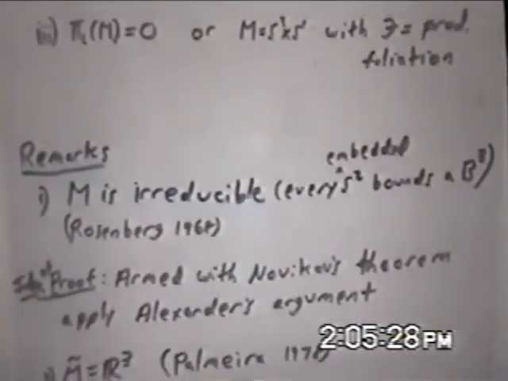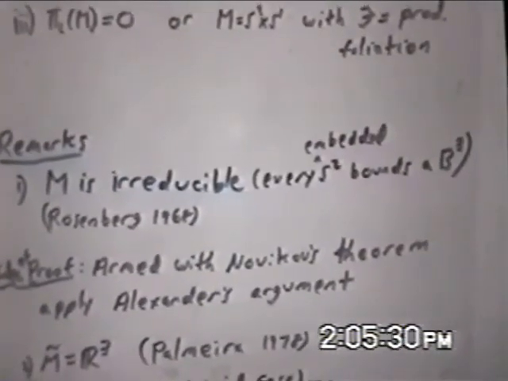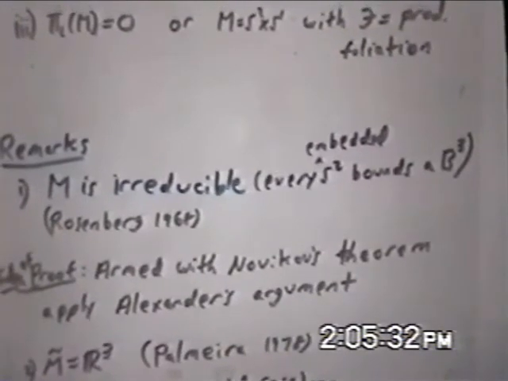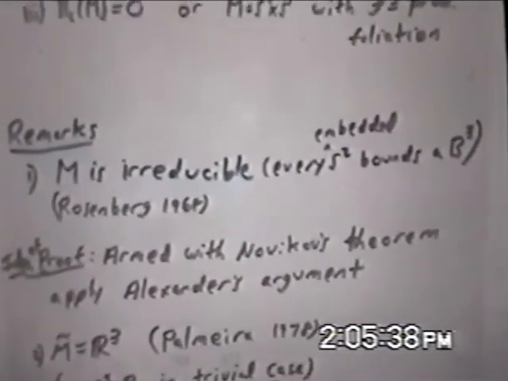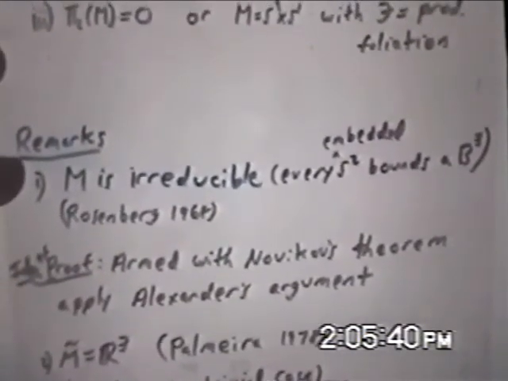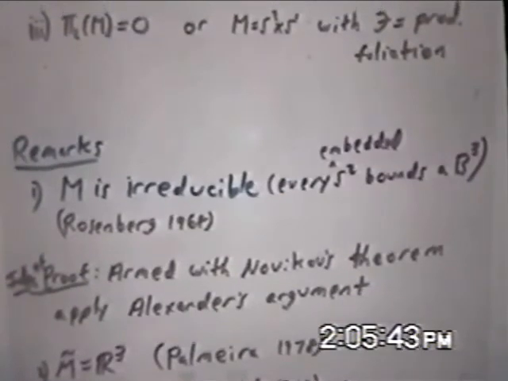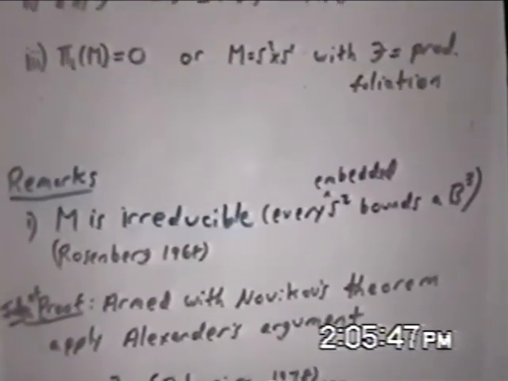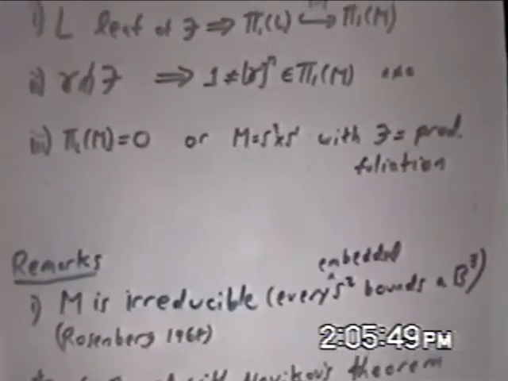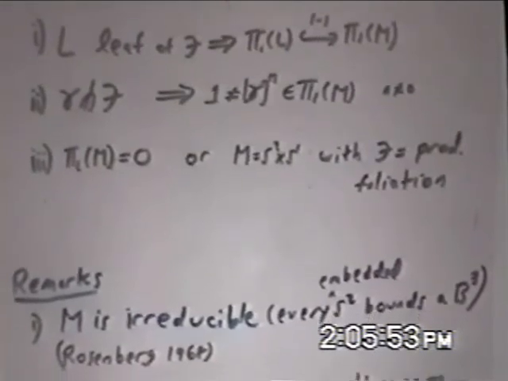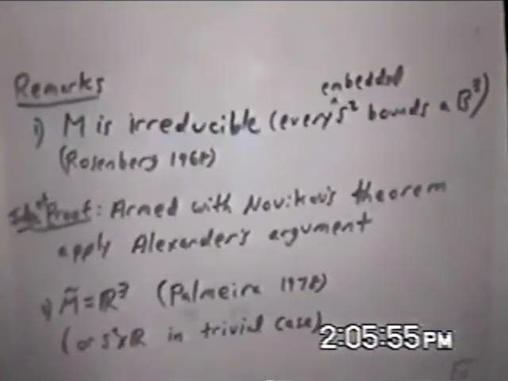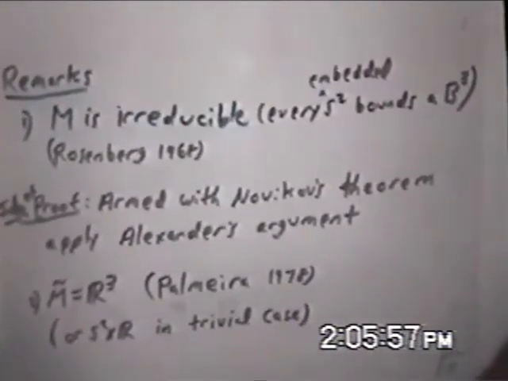So let me just make a couple of remarks. I'll just give you the hint about Novikov's theorem. One remark is that Rosenberg, a few years later, improved pi2 being 0 to showing that M was in fact irreducible. That is, we're ignoring the S2 cross S1 case. If it's not S2 cross S1, then M is irreducible. In other words, every 2-sphere bounds a 3-ball.